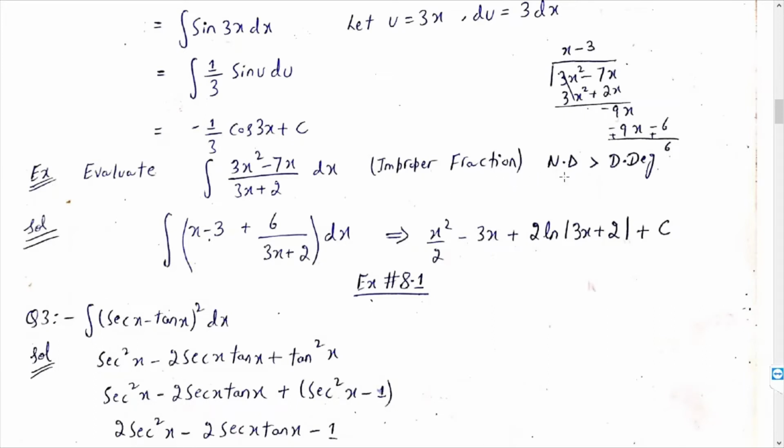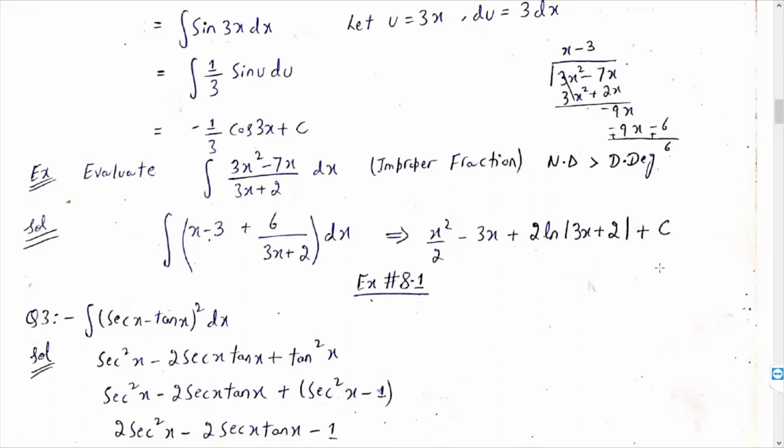Now this is another example of an indefinite integral, but this is an improper fraction. Why? Because the degree of the numerator is greater than the degree of the denominator. When this happens, divide it. After dividing it, I'm getting this expression, x minus 3 plus 6 by 3x plus 2. We know the integral of x, we know how to take the integral of 3, and we know the integral of 6 by 3x plus 2. So after integrating them, we get this answer plus a constant of integration, as this is an indefinite integral.